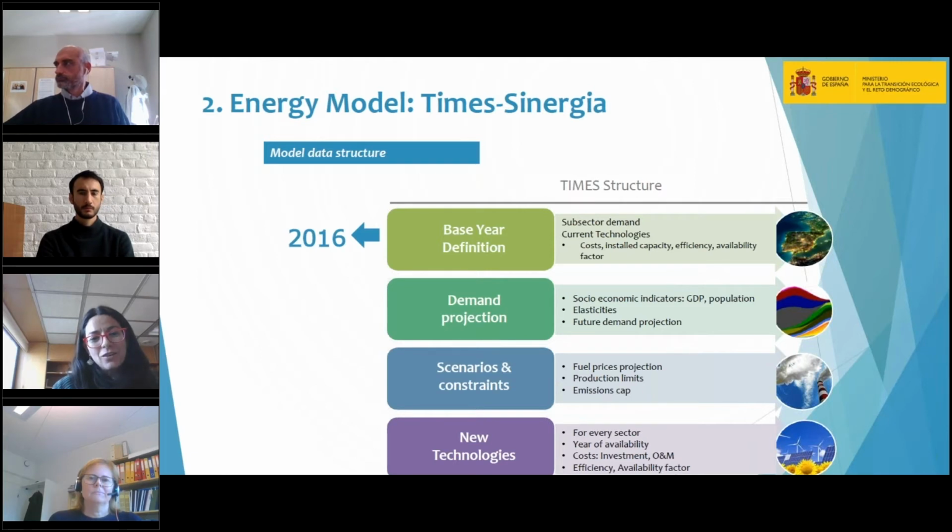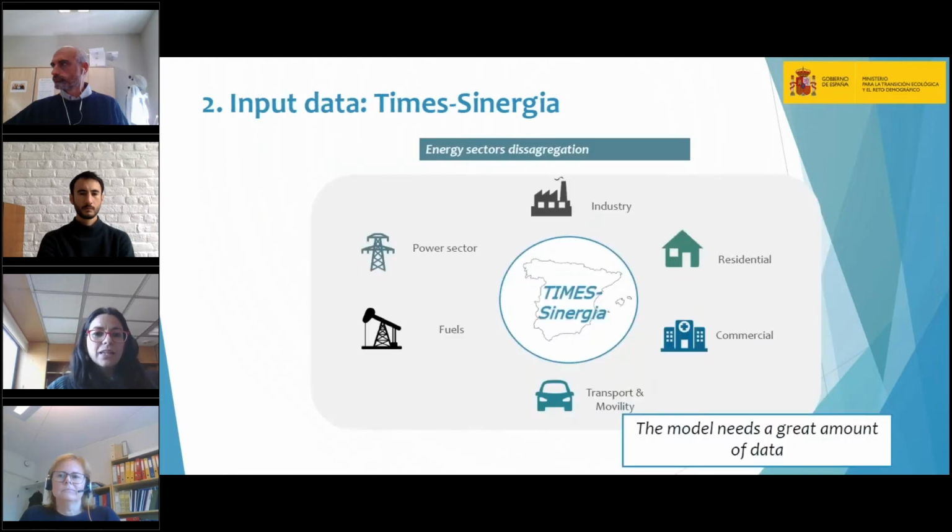Coming from that, we did all the demand projections with both the economic assumptions provided by the European Commission and also internal data that we have. And we applied several scenarios and constraints and the evolution of the technologies for the future. The input data for Times Inertia covers all the sectors: the industry, residential, commercial and public, transport and mobility, all the sectors related to energy, that is power sector and the fuels, and I would like to mention that the model needs a great amount of data.